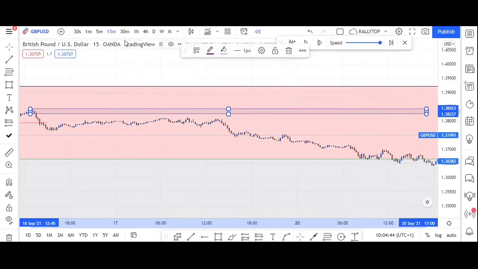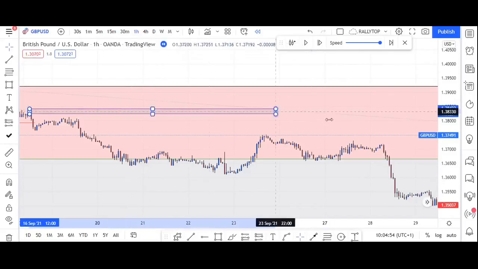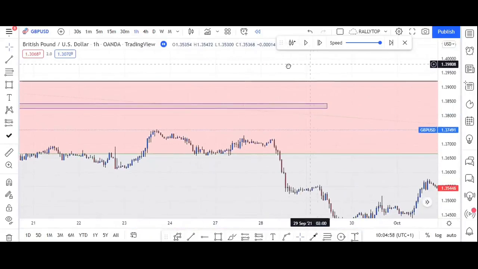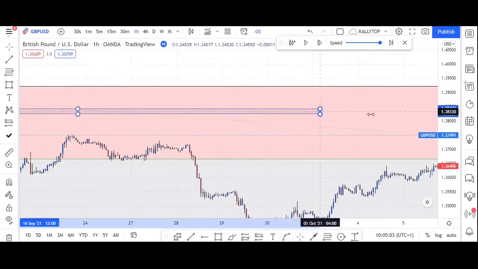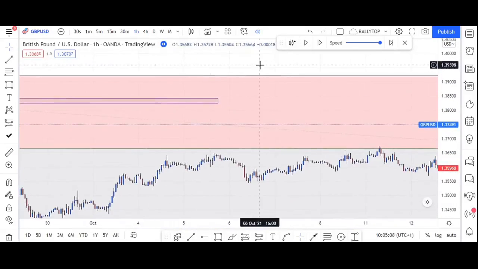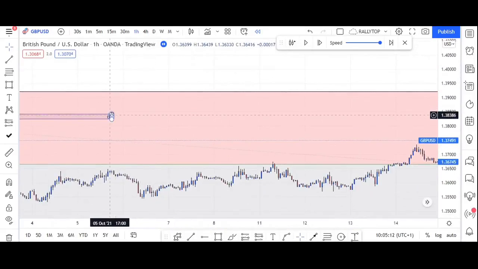Now let's drag that OB out, or let's go to the H1 to make it faster. Let's do it faster here so that we don't waste time. But remember, that is your M15 OB. So we are still dragging out. I want to be very transparent for you to see everything.